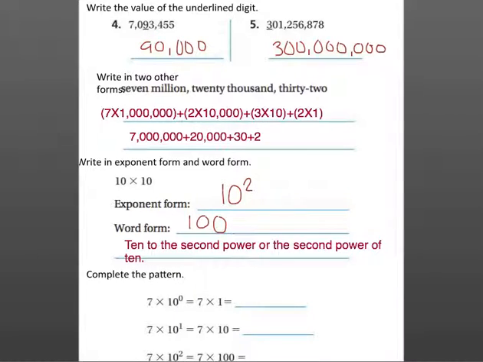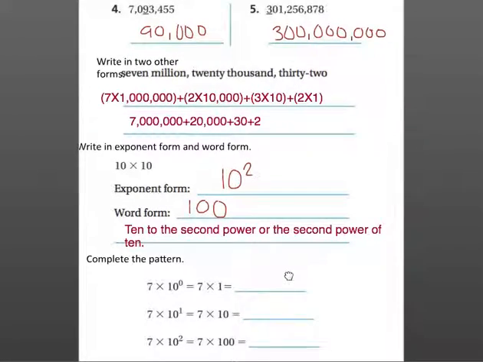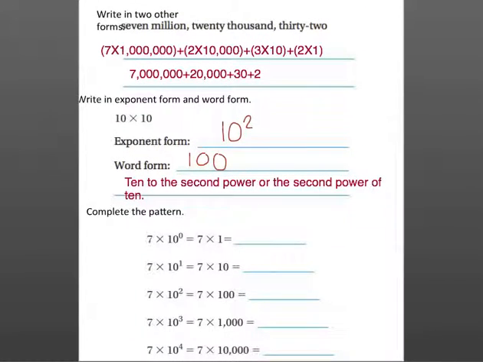So if we were to come down, we can complete patterns using mental math and exponents. So mental math is, we all know what 7 times 10 equals. So 7 times 10 equals 70. So we can use that mental math to help us solve this. So if we look at this first one, it shows 7 times 10 to the 0. Well, 10 to the 0 equals 1. There is no 10 times 10, it's just 1. So 7 times 1 equals 7.